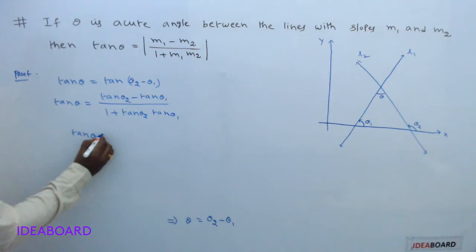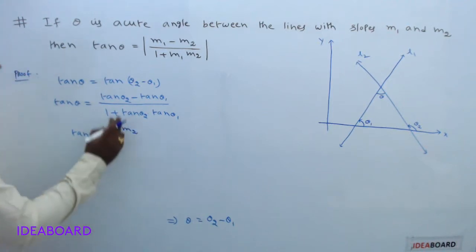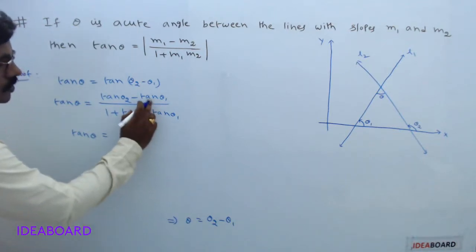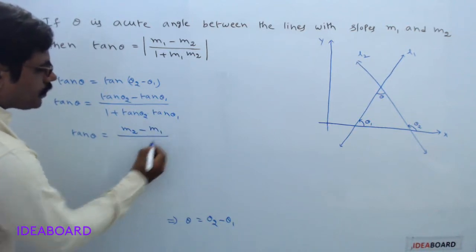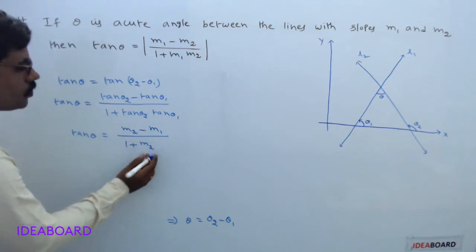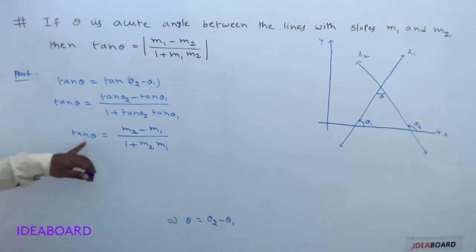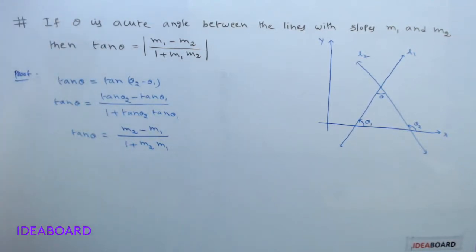So tan theta equals tan theta 2. What is the value of tan theta 2? It is the slope of the line L2, so in place of tan theta 2, you can take m2. Tan theta 1 is the slope of the line L1, so it is m1. So tan theta equals m2 minus m1 divided by 1 plus m2 m1. Here, what is theta?